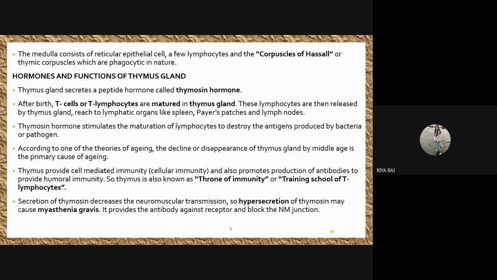In myasthenia gravis, the antibodies block the receptors which are responsible for the attachment of acetylcholine. Acetylcholine is a neurotransmitter, and due to the blockage of this, the fatigue of the muscles and weakness is seen.